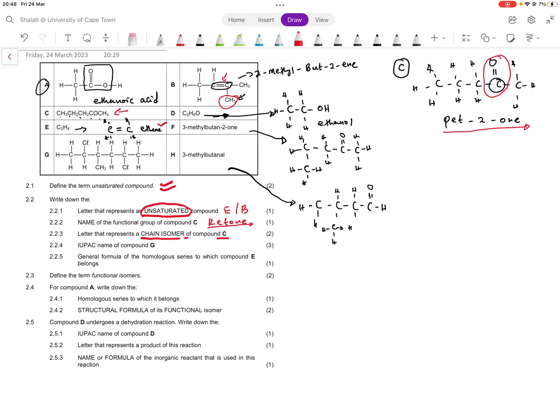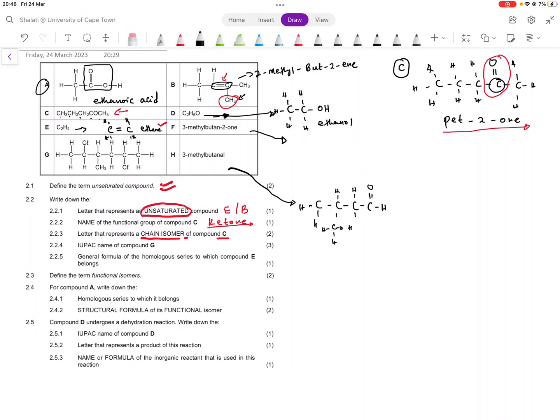1, 2, 3, 4, 5. 2, 3. So let's check. Okay, I made a mistake by compound F. But 2 on. I didn't draw it correctly. I made the longest chain to be 5 carbons. So I need to fix that. Let me redraw compound F.